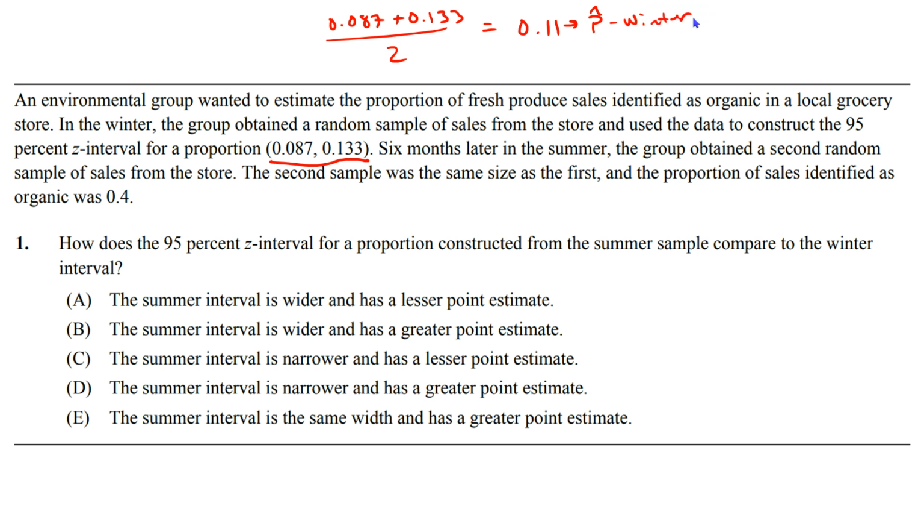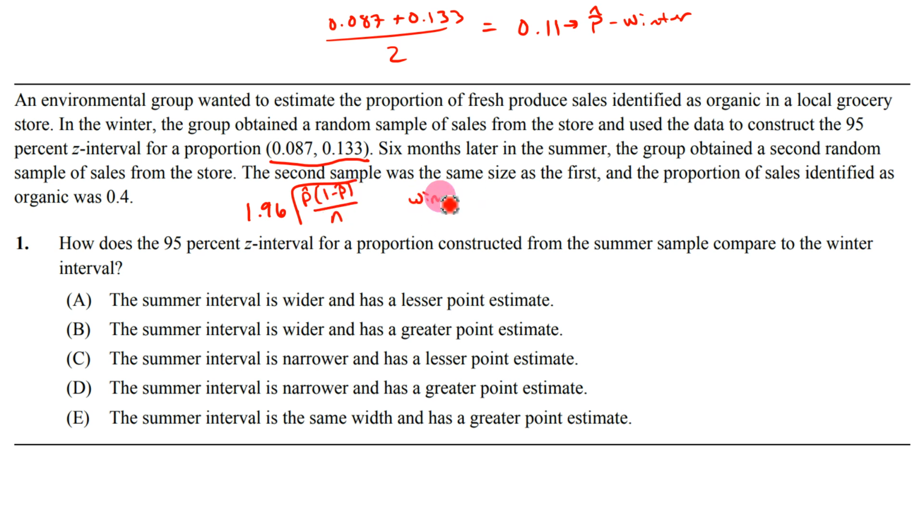So 6 months later in the summer, the group obtained a second random sample of sales from the store. The second sample was the same size as the first, and the proportion of sales identified was 0.4. How does the 95% z-interval for the proportion constructed for the summer sample compare to the winter? So for 95%, this will be 1.96 times the square root of p hat times 1 minus p hat over n. Now n's the same on both of them.